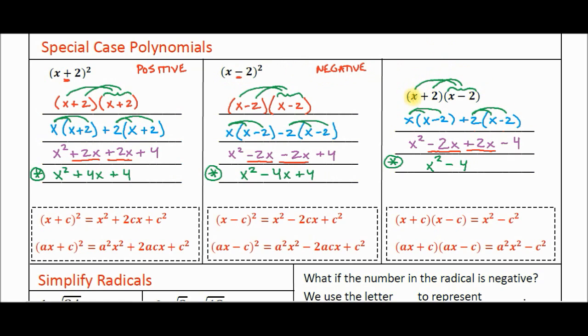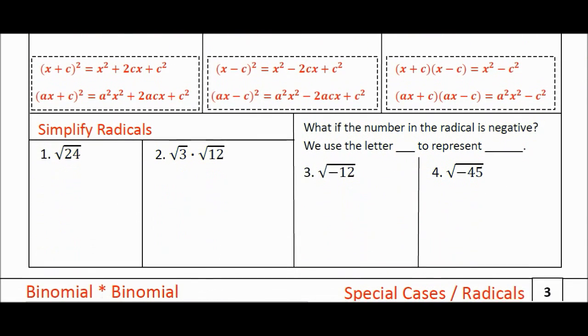You guys can see that in this case we've got two binomials. They're identical except one is positive and one is negative. So sometimes I'll just write that as this is the positive negative situation. Positive negative situation. Alright, let's go ahead and continue now with our radicals.